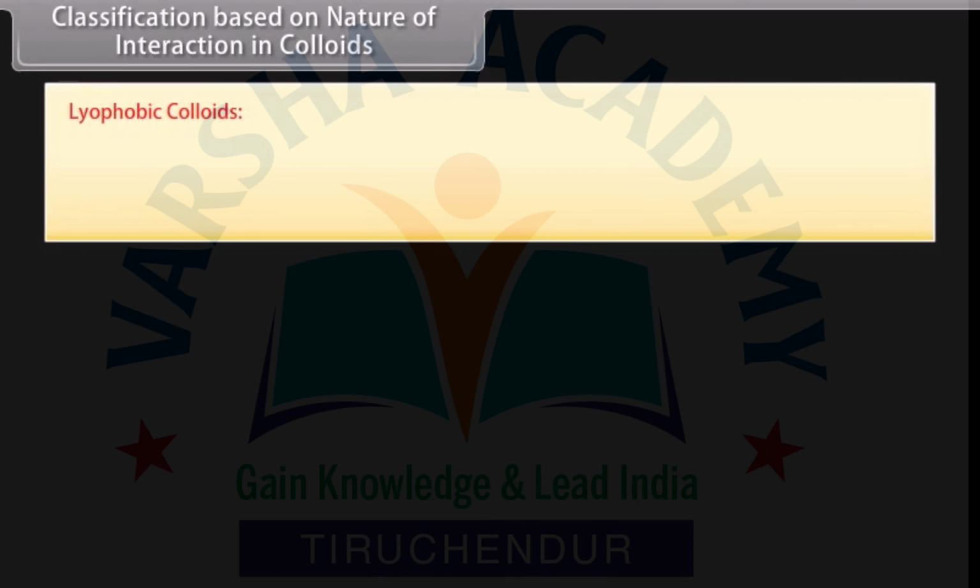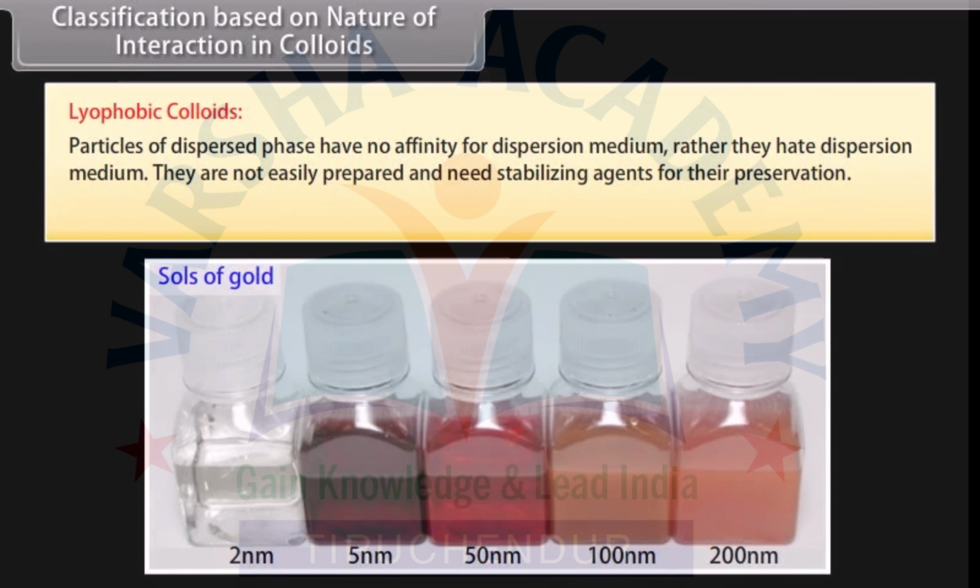Lyophobic colloids. Particles of dispersed phase have no affinity for dispersion medium. Rather, they hate dispersion medium. They are not easily prepared and need stabilizing agents for their preservation. They are irreversible. They are also called extrinsic colloids. For example, sols of gold, silver, and ferric hydroxide.